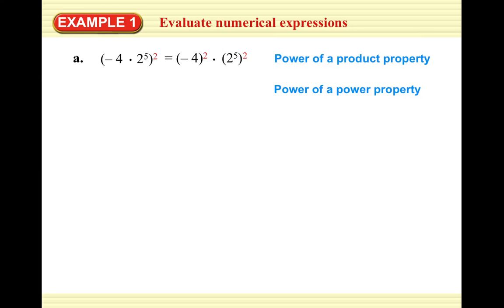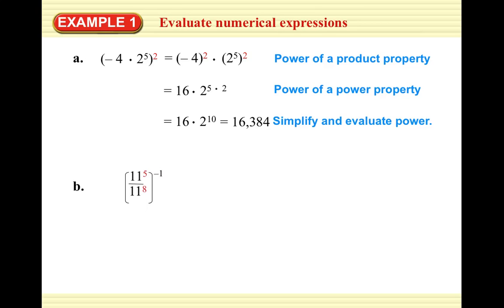And then again, using power of a power property, we can say that 2 to the 5th squared is also saying the same thing as 2 to the 5th times 2, which makes it 2 to the 10th. And then, of course, -4 squared is 16. So when we simplify, we end up with 16 times 2 to the 10th, and then we can type that into our calculator nice and easy, and it gives us 16,384.